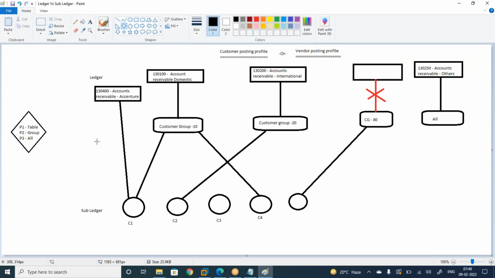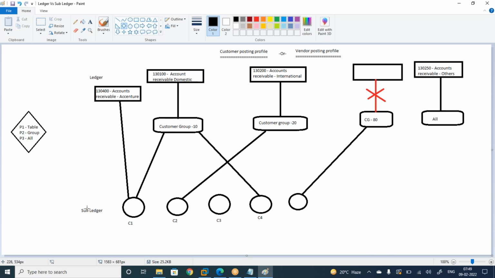Understood? Any questions here? The code was written inside by the developers, means Microsoft already. So the first priority is table. If not exist, it will go for group. If not exist, it will go for all. This is the priority of posting. Wherever it is there, it is posted.